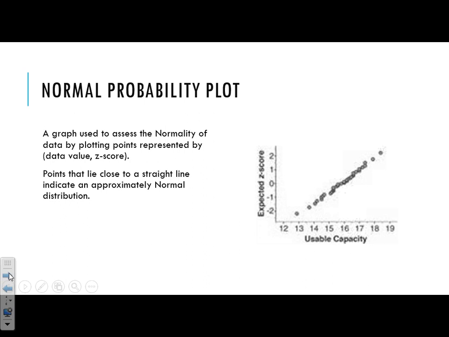Okay? Now notice that this is not a perfectly straight line, right? But we're also recognizing that our data was not perfectly normal. And we don't need it to be perfectly normal. We need it to be approximately normal, okay?